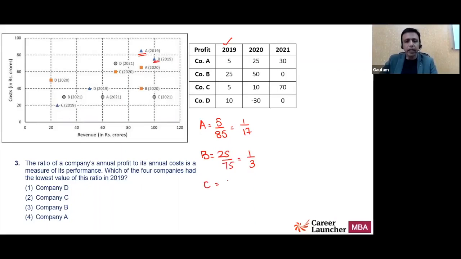Company C के लिए this would have been 5/20, as the 2019 cost would be 20. That would be 1/4. And D के लिए बचे, this would be 10 divided by the total cost of 2019 of company D, which would be 40. So what we can figure out, minimum की बात कर रहे थे, so definitely for company A, because that has to be 1/17 and the rest are definitely more than company A. So the performance in these terms has to be minimum with company A.